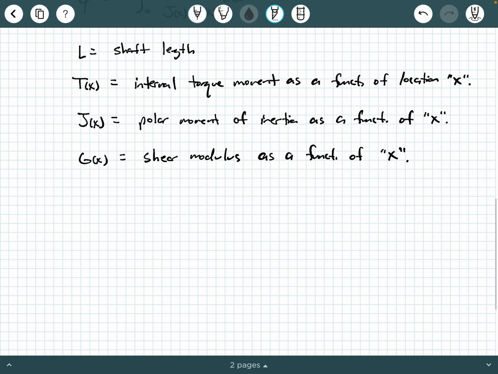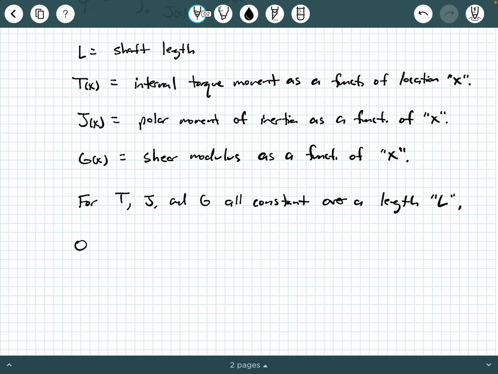Okay, so I'll go ahead and write, for T, J, and G all constant over a length L, then this becomes phi equals TL over JG. And this is our very simple version of that equation.